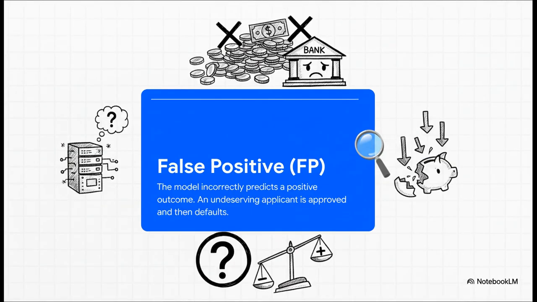Then we have the false positive. Now, this is a costly mistake, but for the bank. The AI said yes to someone it shouldn't have, and the bank ends up losing money. You know, in statistics, they call this a type 1 error.